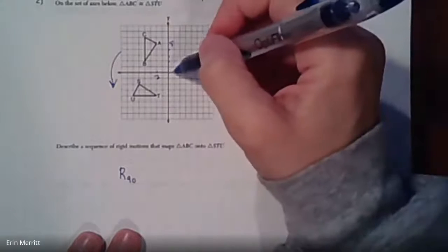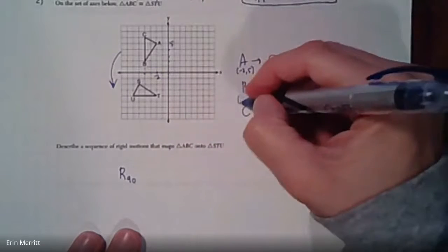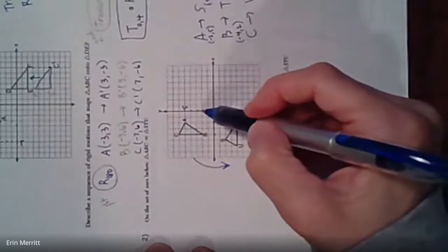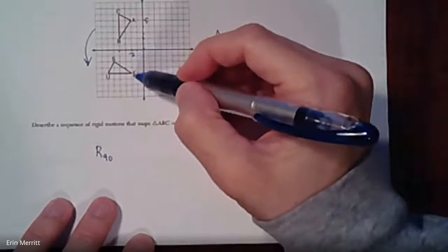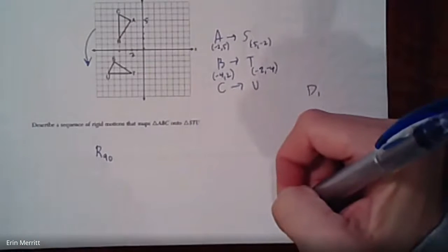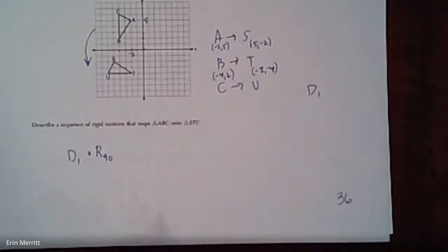Let's double check and make sure that works for the other points. So B is negative 1, 2, 3, 4, up 2. So negative 4, 2. And then if we rotate that, that would land at negative 2, negative 4. Which is exactly where T is, negative 2, negative 4. All right, so for now, I'm going to say rotation of 90, and then I'm going to cheat, followed by a dilation of 1, because that wouldn't move anything at all, right?